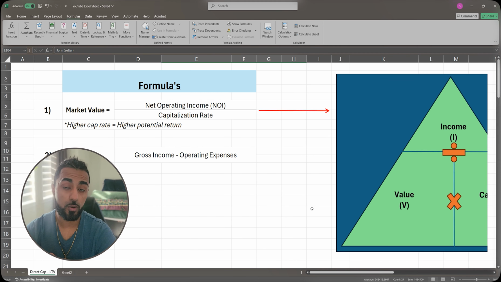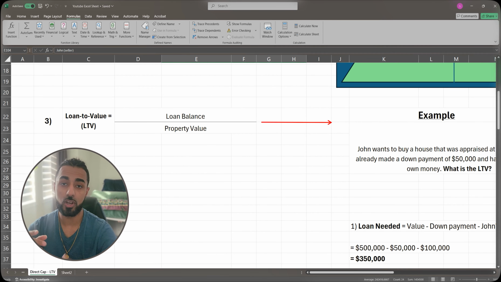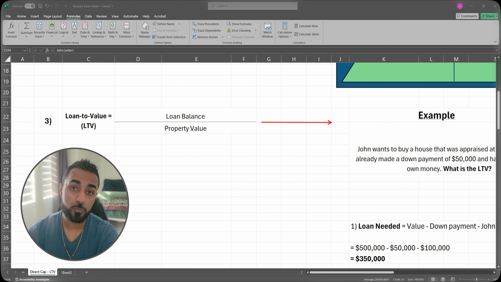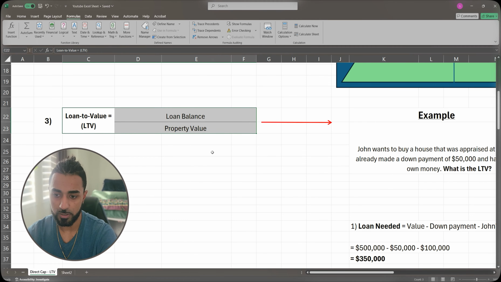Okay, now let's look at one of the math questions that you might get, which is called the loan to value ratio. I put the formula here, which is the loan balance of a property divided by the property value. This is a question that comes up quite often on the exam. It's pretty simple, but you might be asked the formula or asked to calculate it based on a question. So for example, let's look at this example here.